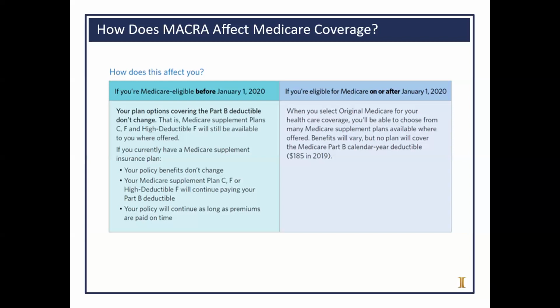Now, it's different for those who just became eligible on or after January 1st of this year. When they select Original Medicare as their health coverage, they have many other options to choose from, and I'll go into what each of those plans are in a little bit. They will vary, but not one single plan that they are offered will cover that Part B deductible, which last year was $185. It's a little higher this year. So that's what MACRA is. It basically has taken away those Part B covered deductible plans for anyone new to Medicare for 2020.